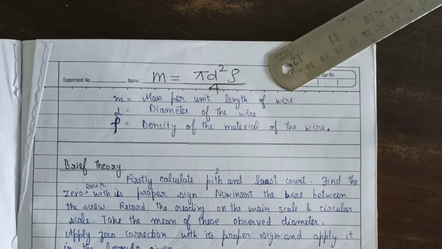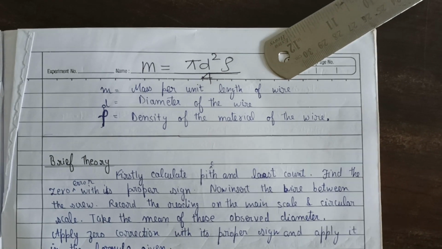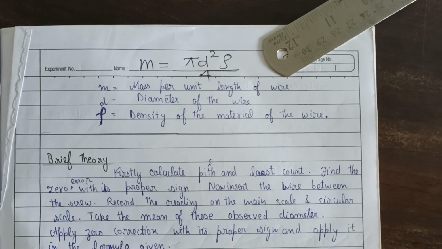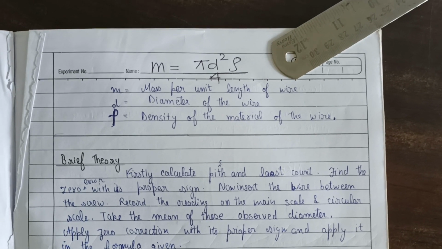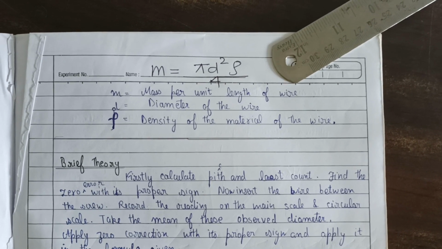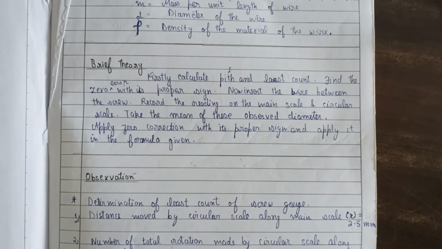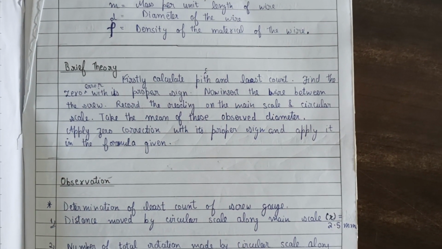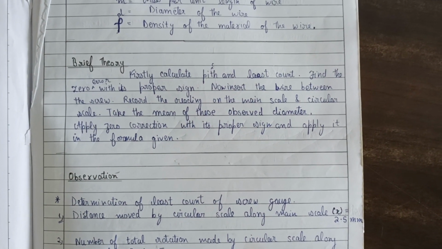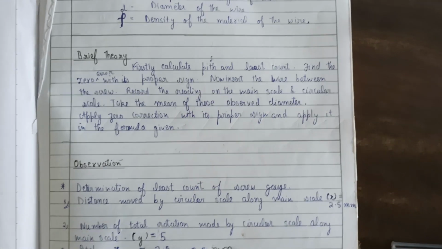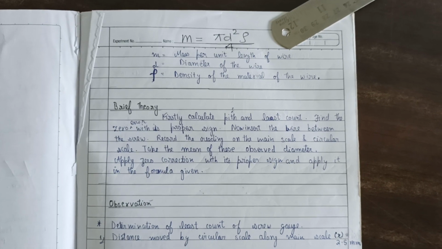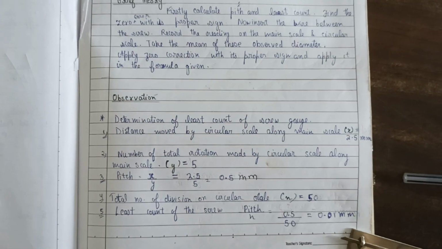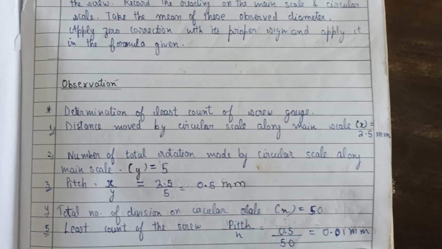m is mass per unit length, d is the diameter of the wire which will be found by the screw gauge, and rho is the density of the material of the wire, which is iron. So we will proceed like this. You can write a brief theory about measurement, and you can take all these details, that is theory and formula used, with the help of your lab manual also. Then we will start doing observations.